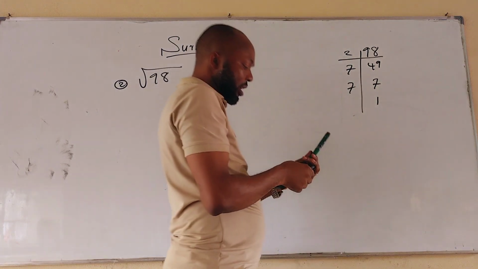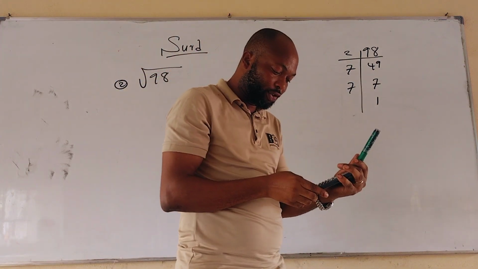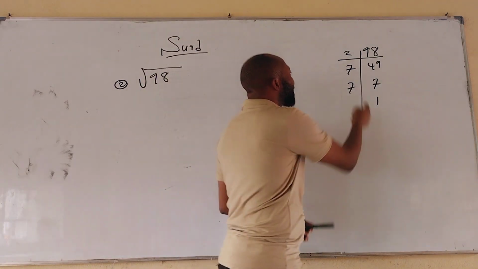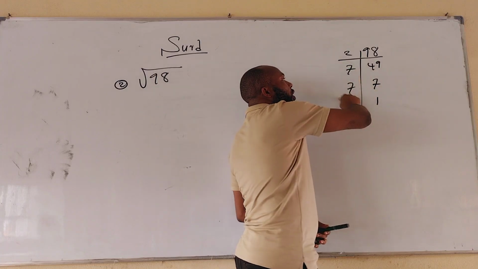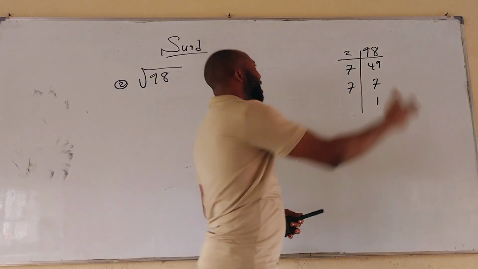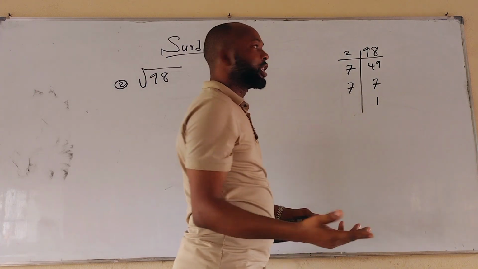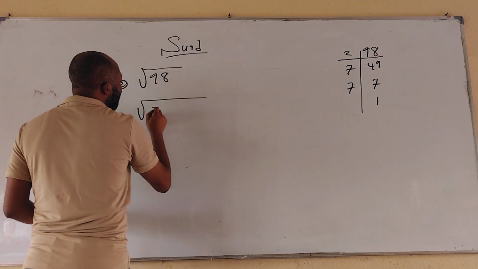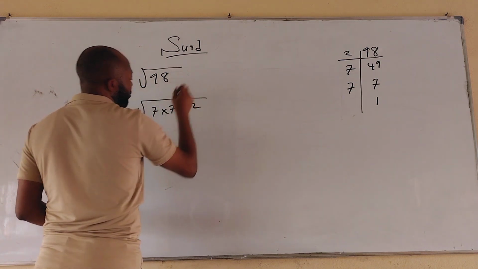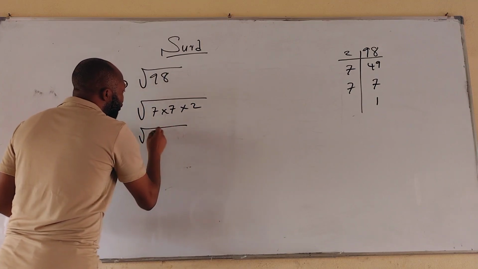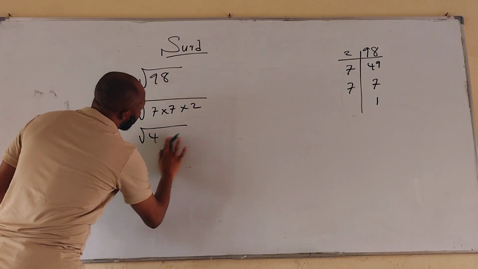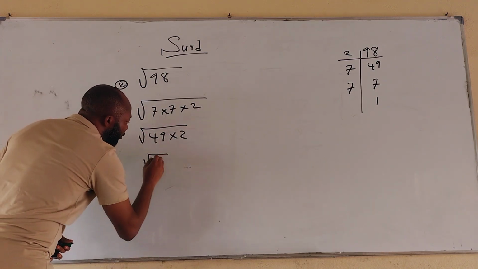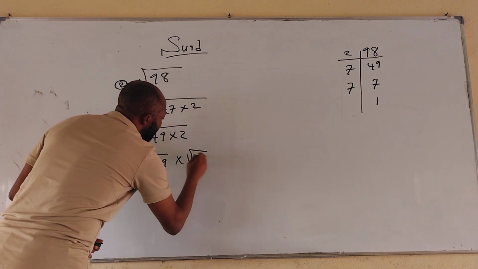So it means that 49 times 2 is 98. Why do I have to present it in this manner? Because I know that these two numbers can give me a perfect square, and this one, although, will not. Then, according to the multiplication rule, I can therefore say I have 7 times 7 times 2, which is 49 times 2. This is also the same thing as root 49 times root 2.